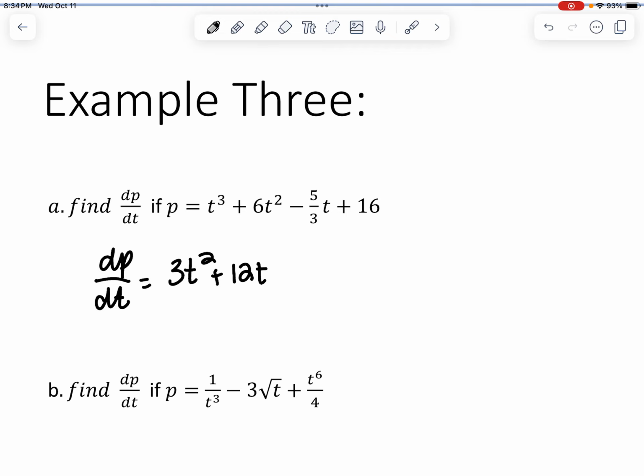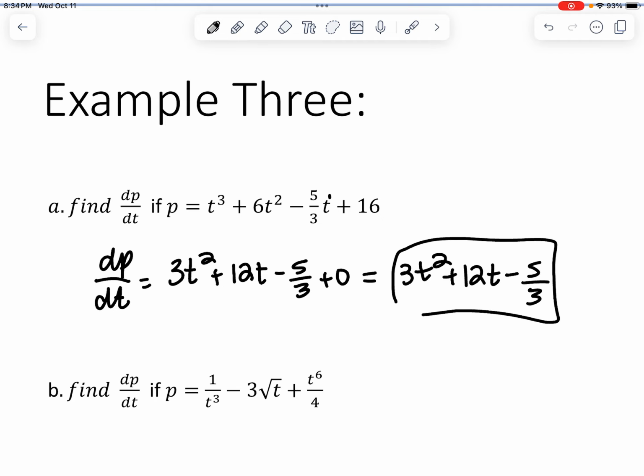The derivative of -5/3 t is just -5/3, because there's technically a 1 exponent here. 1 minus 1 is 0. That makes the variable go away. And then the derivative of a constant is 0, so I didn't even need to write that. But your final answer here is this. Not too bad.